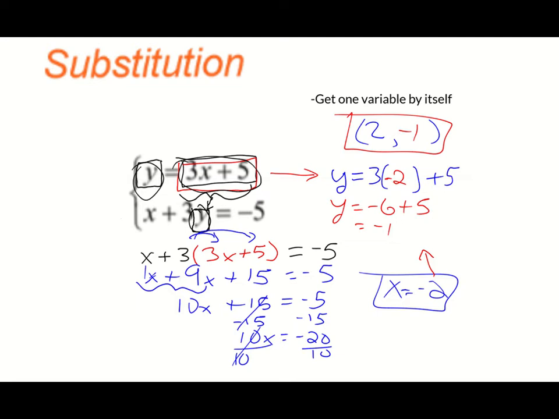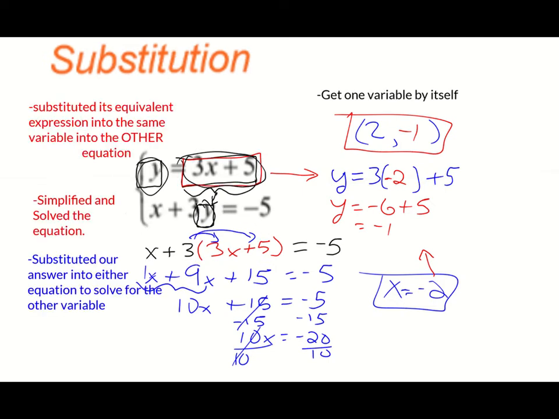We did it algebraically, and to briefly recap, all we did was make sure we got one variable by itself. We substituted its equivalent expression, which was this part, into the same variable, y, in the other equation. We simplified and solved it. And then once we had an answer, we substituted our answer into either equation. I chose the top one to solve for the other variable. So that's substitution.